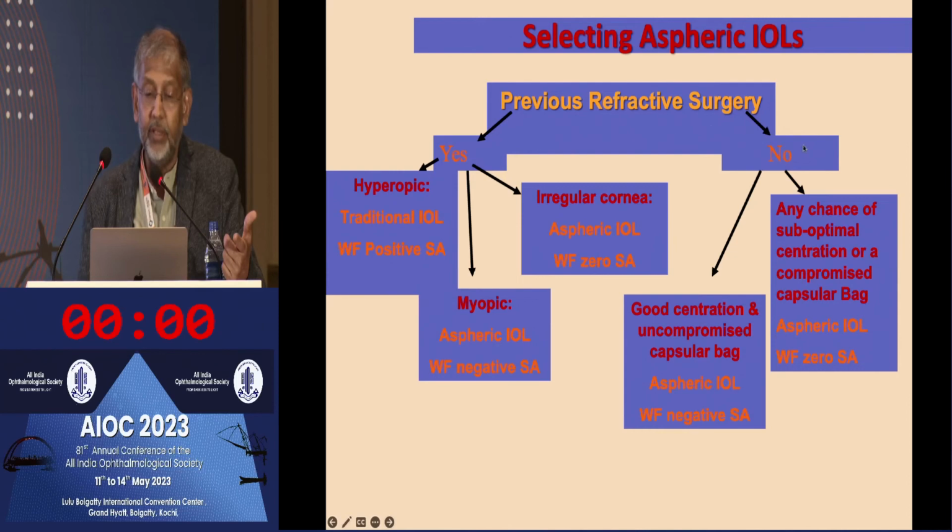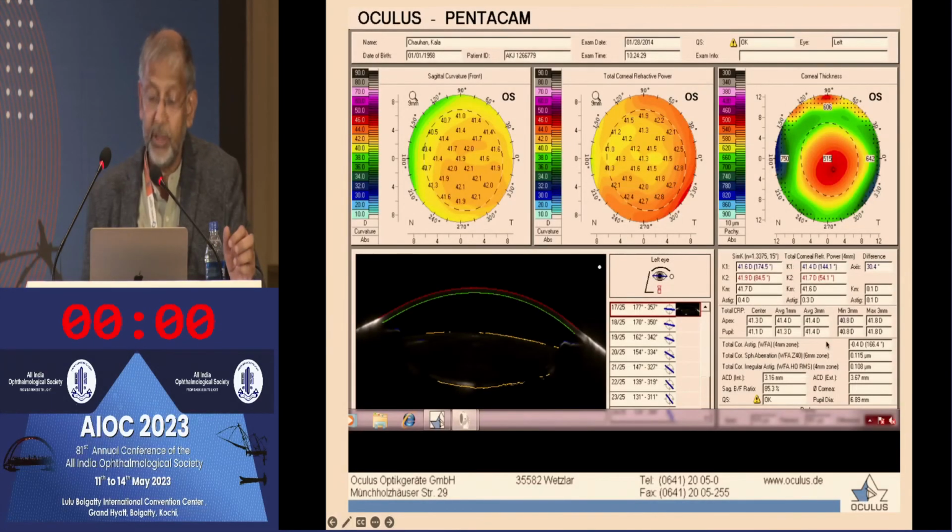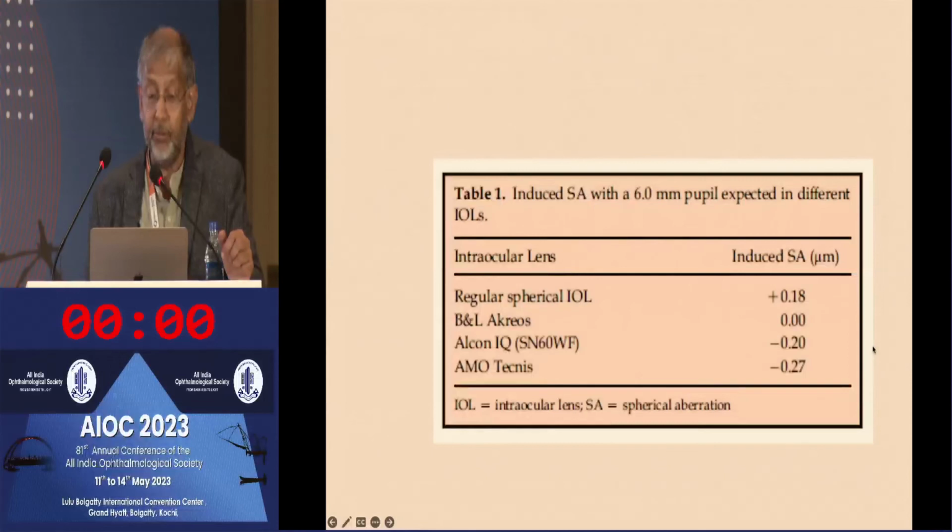And if there is no previous refractive surgery, again good centration and uncompromised capsular bag is there, you can use an aspheric IOL with negative asphericity. And if there is any subluxation or pseudoexfoliation, you may use an aspheric IOL with this, because this Pentacam gives an asphericity value of the cornea at 6 millimeter. Based on that, you can choose.